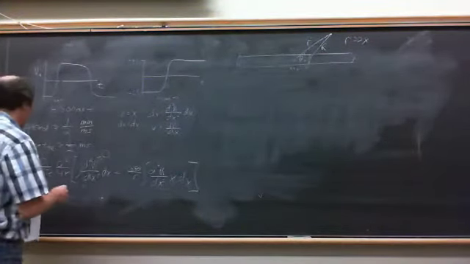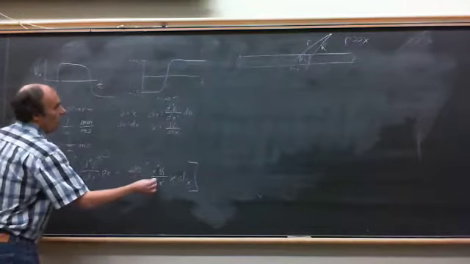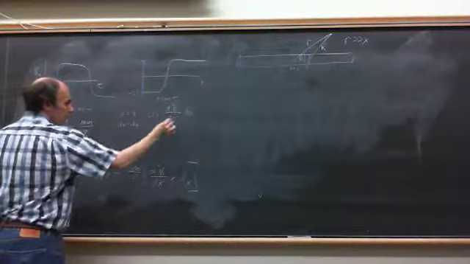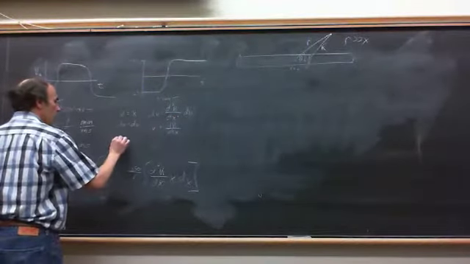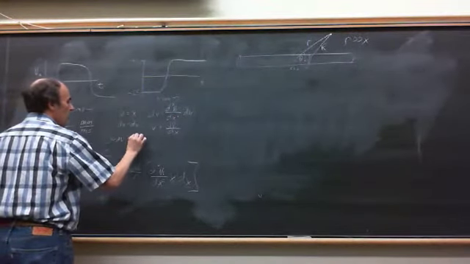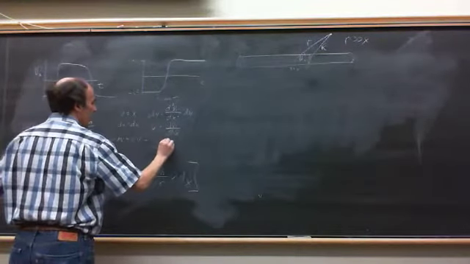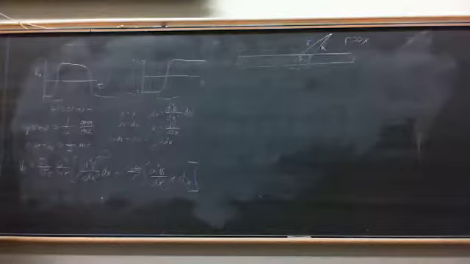This integral is u dv. So the integral of u dv is equal to u times v evaluated at the endpoints minus the integral of v du. That's the whole integration by parts trick.